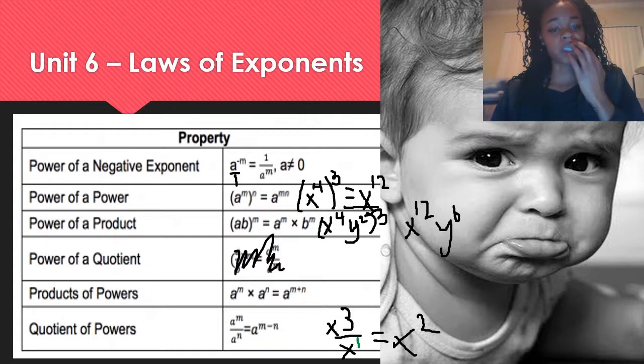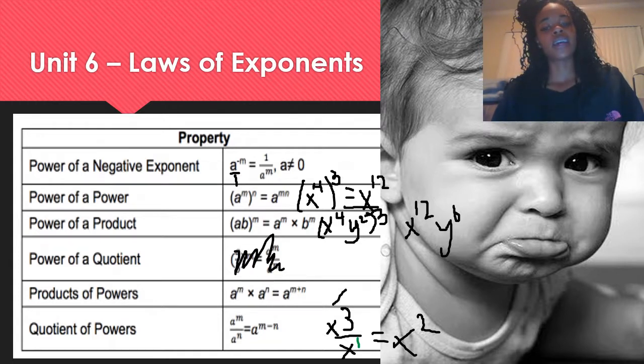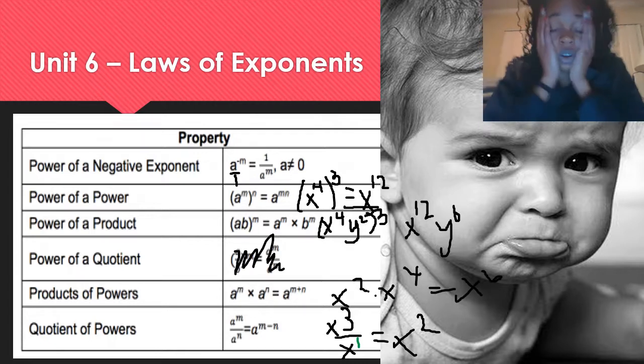And product of powers, this is the one we actually have done in class. X squared times x to the fourth. How many x's are we multiplying all together? X to the 6.